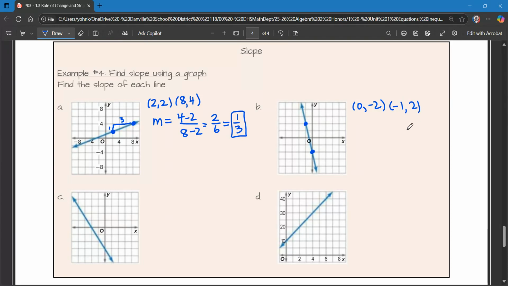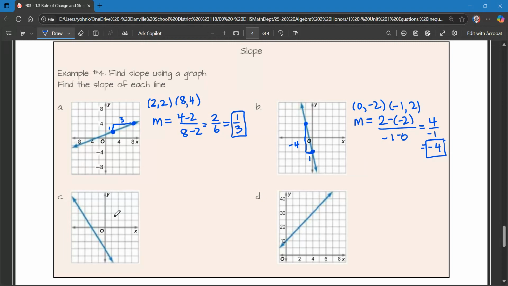There are lots of other dots you could have chosen, kids. If we do the formula, we will have 2 minus a -2 on top, -1 minus 0 on the bottom, 4 over -1, that gives me a -4. It's a negative number, my line is going down, so that's good. I could have also said go down 1, go down 2, go down 3, go down 4, that's -4. Go over 1, that's -4 over 1, that's the same as -4.